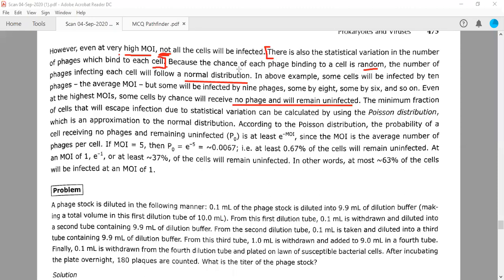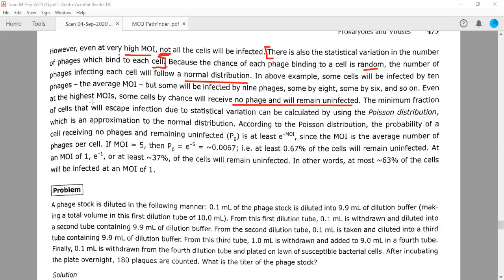It is showing that it can be anything starting from 10, which is the average multiplicity of infection. So some cells will be infected by 10, 9, some by 8, 6, or so on. So it is a completely normal distribution, kind of random thing. And because all the cells are not infected by an equal number of bacteriophages or viruses, therefore there is no guarantee that all the cells will be infected, right?